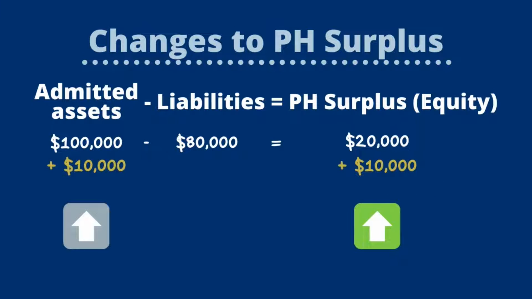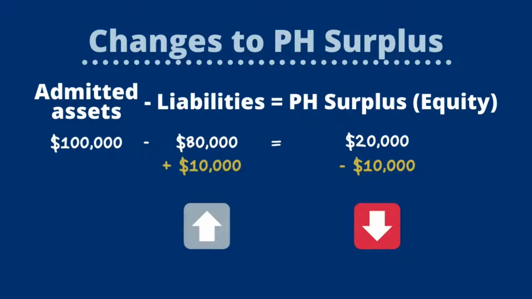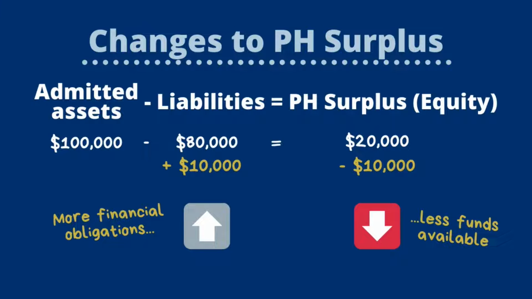Anything that increases admitted assets will also increase your PH surplus because more admitted assets means you have more liquid resources to serve as a safety cushion in case you have unexpected financial obligations. Anything that increases liabilities will decrease PH surplus because having more liabilities means you are taking on more financial obligations. Since more of your money will be tied up to pay for those debts and obligations, that leaves you with less resources available for your financial safety cushion.